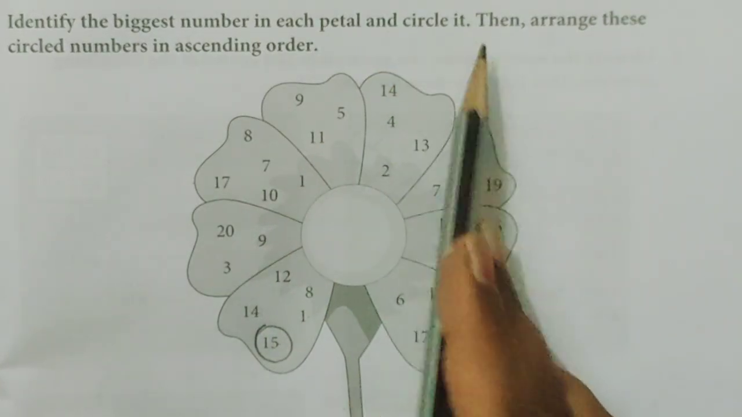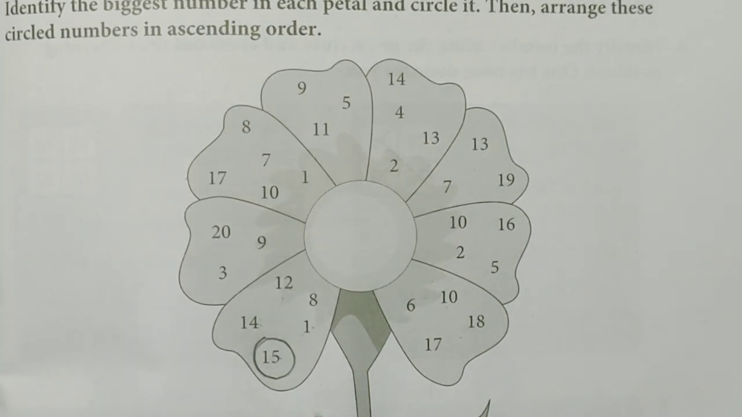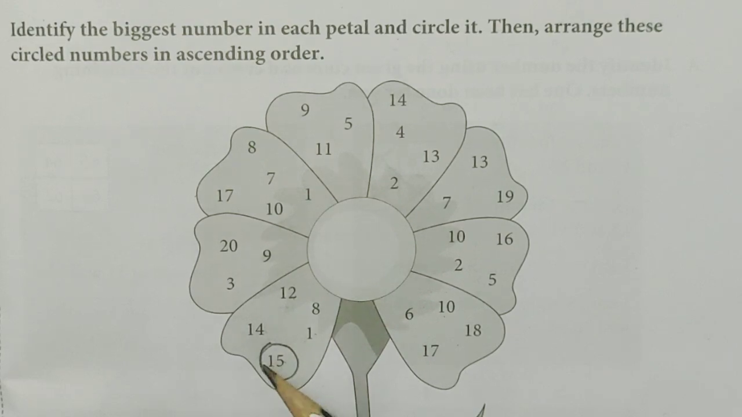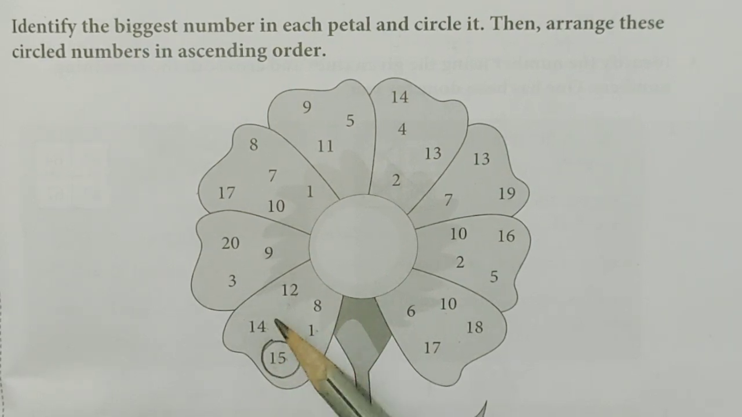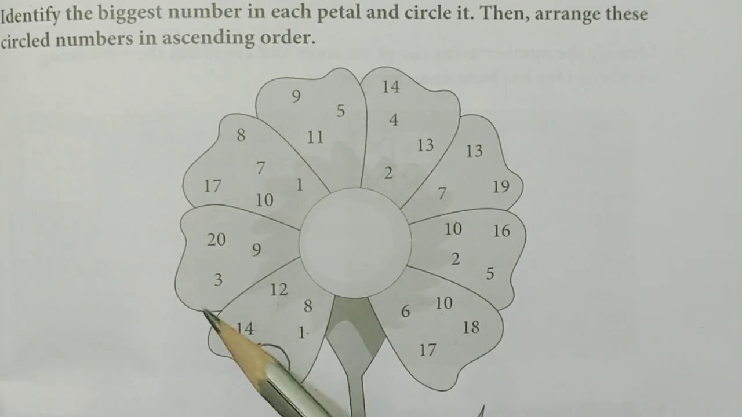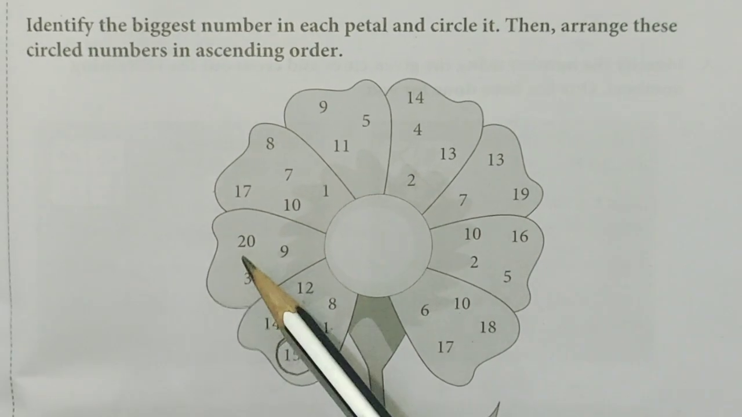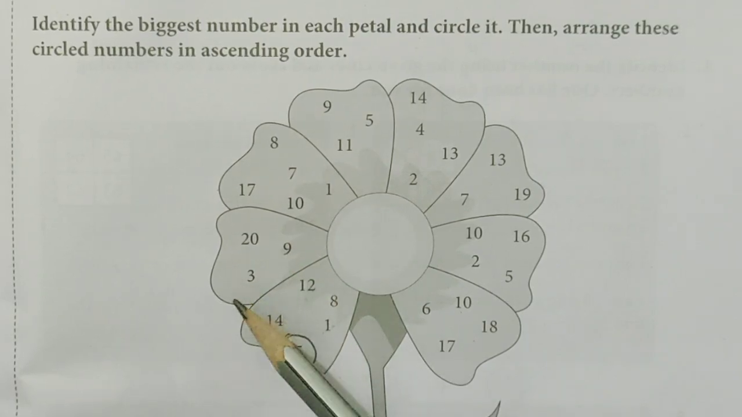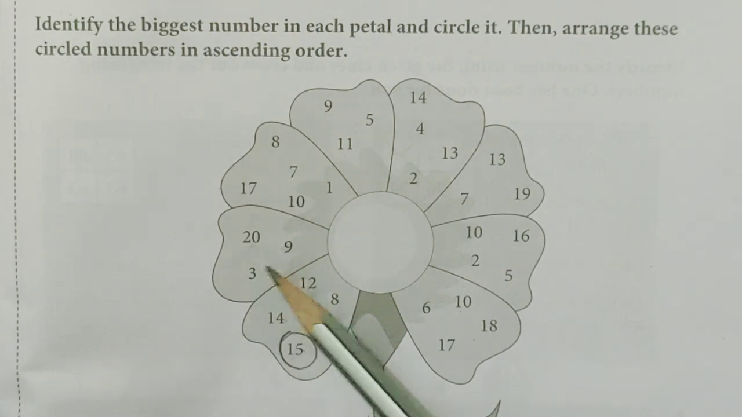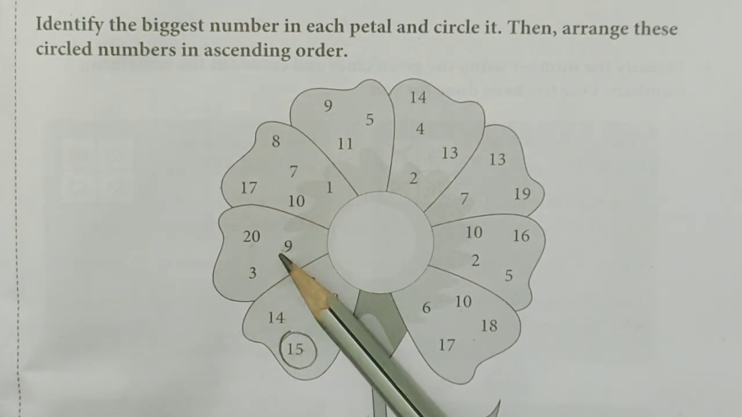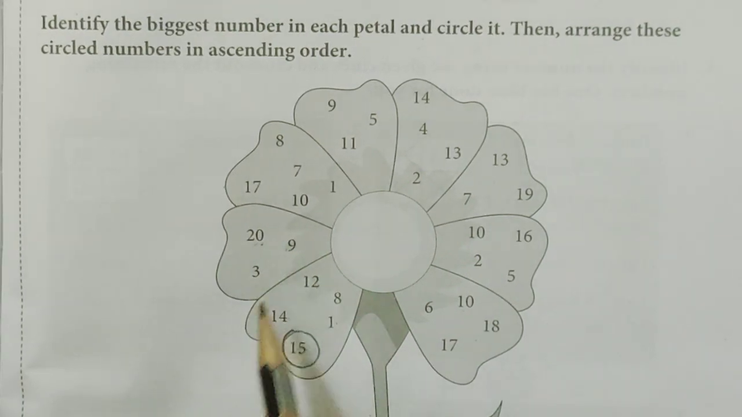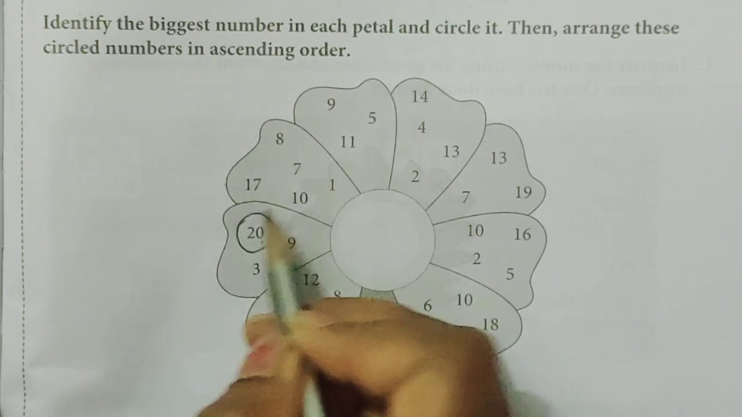You have to circle that number. That means in the first petal, 15 is the biggest number. Biggest means, as there are 5 numbers, which one is the biggest. Okay, now in the second petal, see here 20, 3 and 9. As we all know, a 1-digit number is always smaller than a 2-digit number. That means 3 and 9 are 1-digit numbers and 20 is the 2-digit number. So 20 will be the biggest number, or we also call it the greatest number.